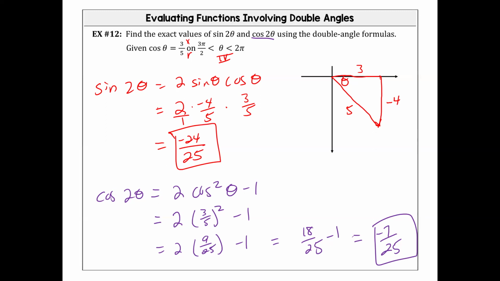Because it's 25. It's 18 minus 25. If you have $18 in your account and you have spent 25, what are you left with? You need it later. Let me know.